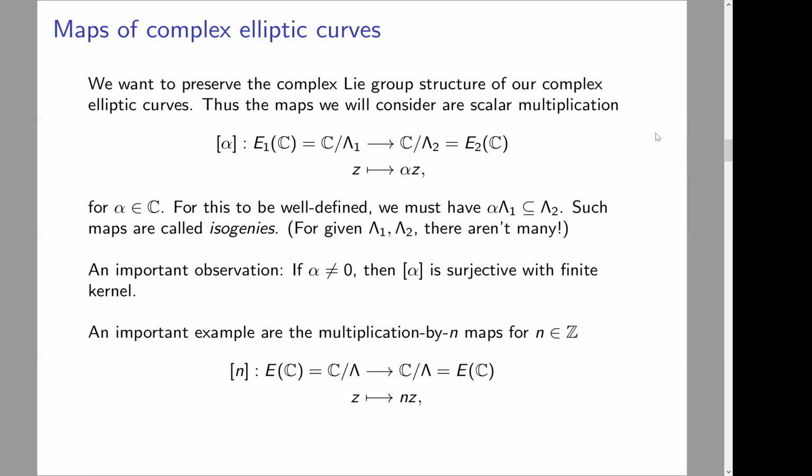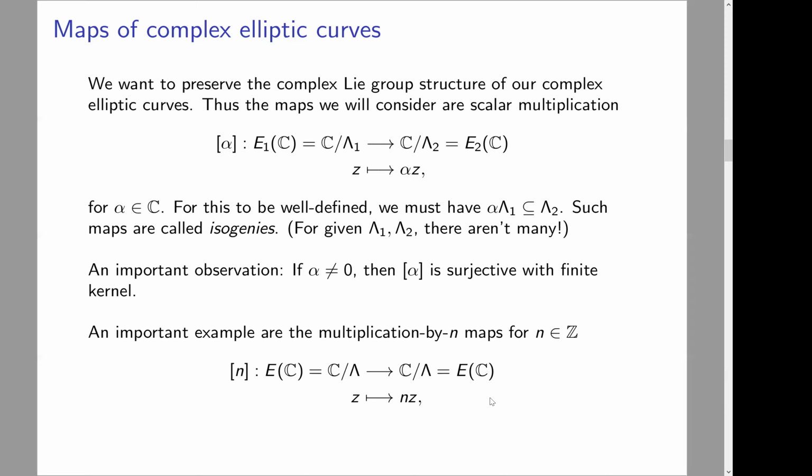Now, I said that for a random pair of lattices, you wouldn't expect to see very many isogenies. But one example, or sort of class of examples of isogenies, are the multiplication by n maps. So what if alpha is not just a complex number, but specifically an integer? N is an integer. Then we get the map multiplication by n. So it's exactly the same thing.